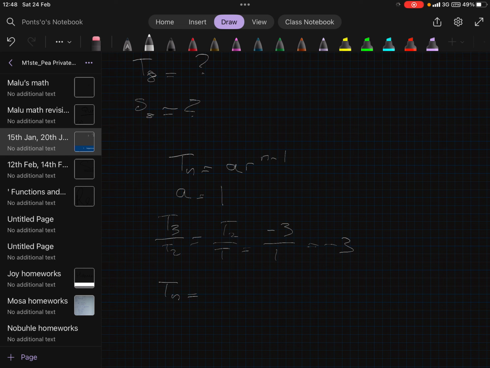That means our formula for the general term of the sequence would be a is 1, the constant ratio is -3, and it's raised to the power n minus 1.